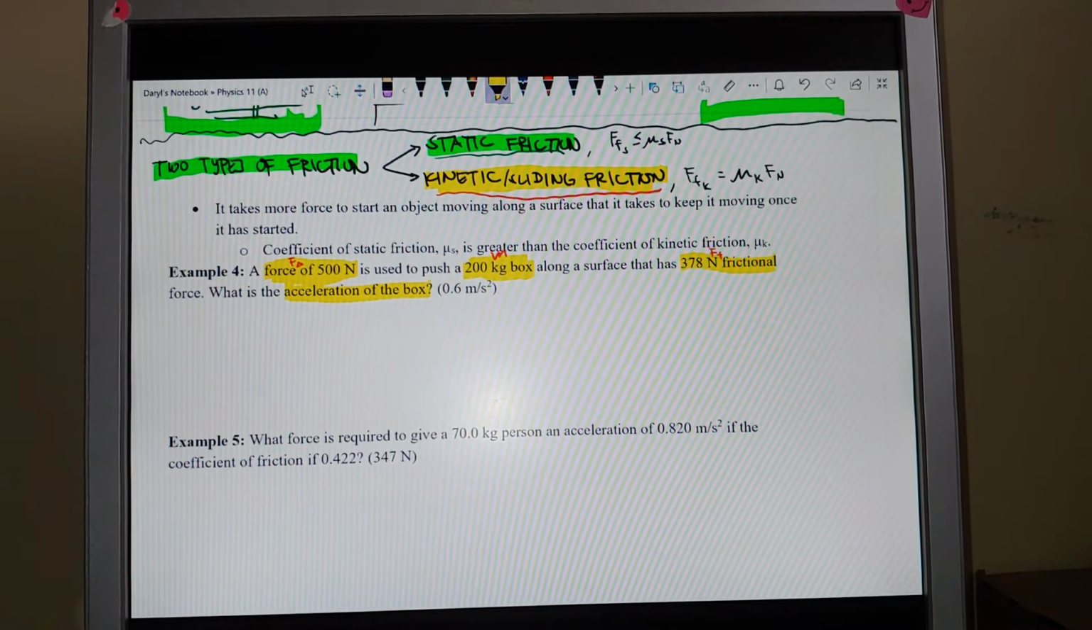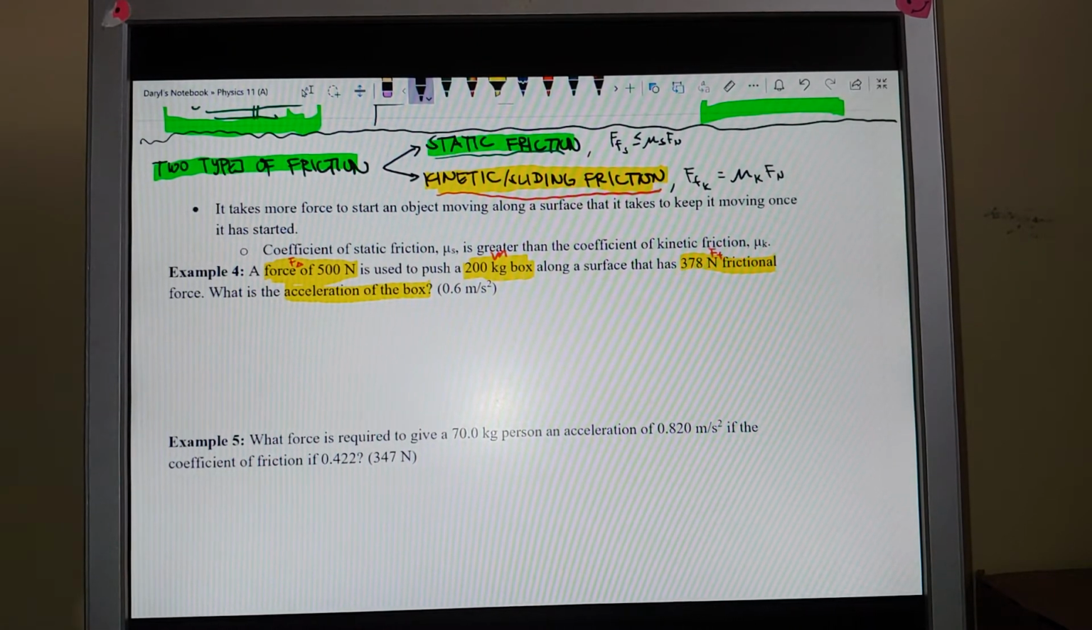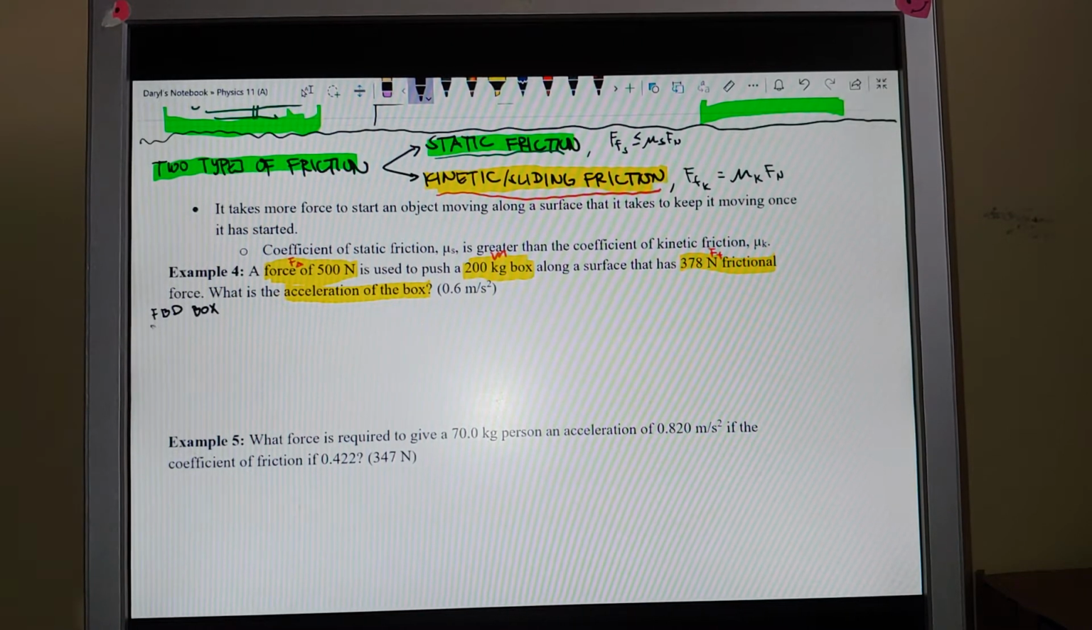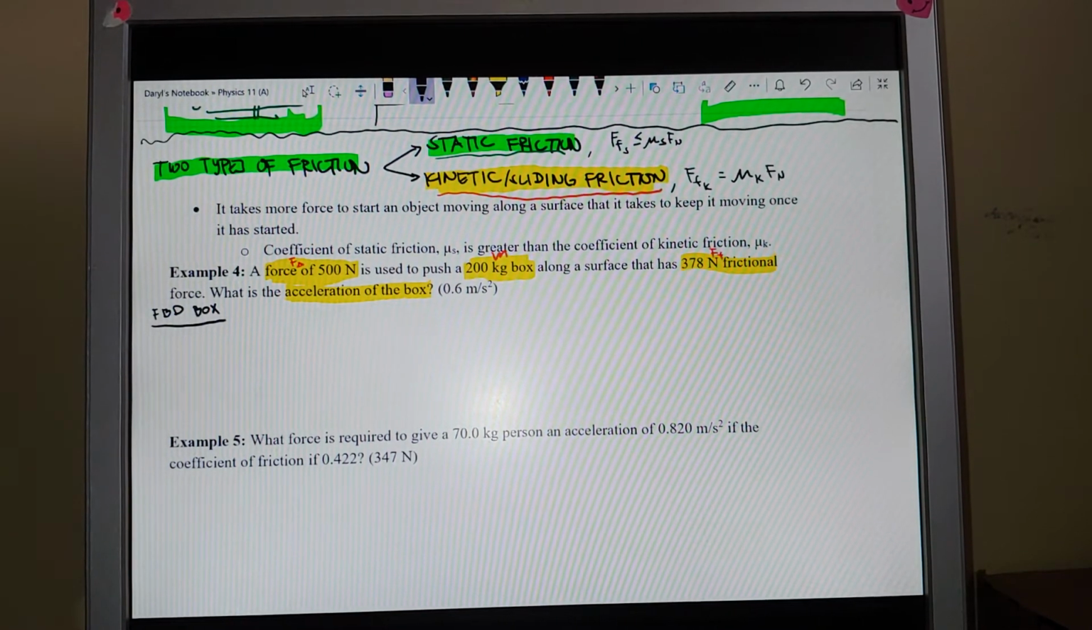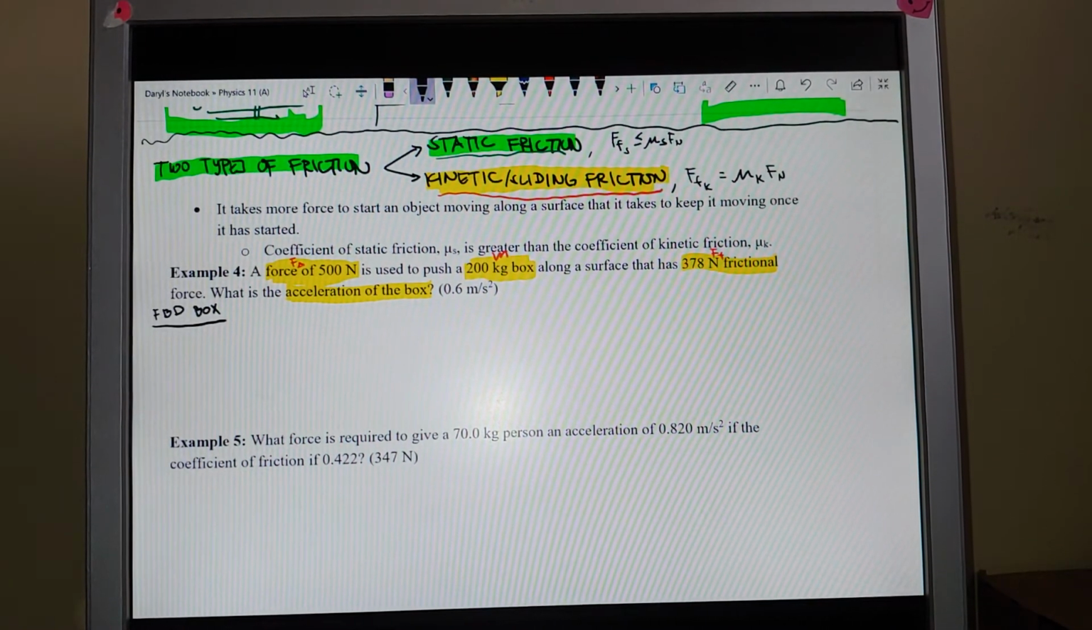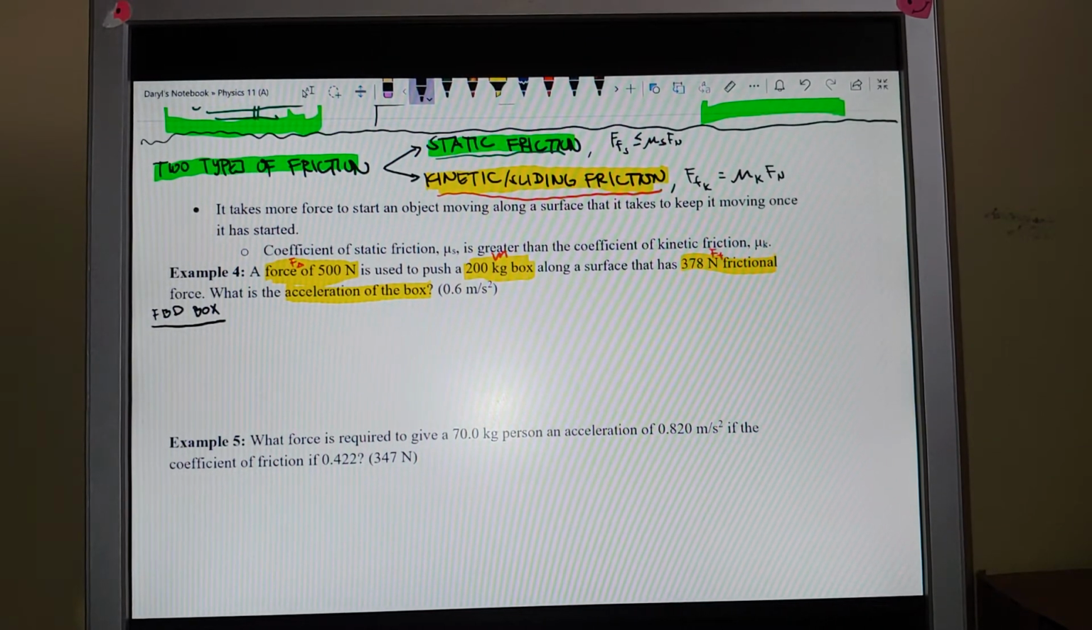Again, to start with my solution, I'm going to start with the free body diagram of the box. It's always good to have the diagram because it's much easier for you to identify which particular Newton's law you're going to use. And again, it's always good to see the forces acting on your object.